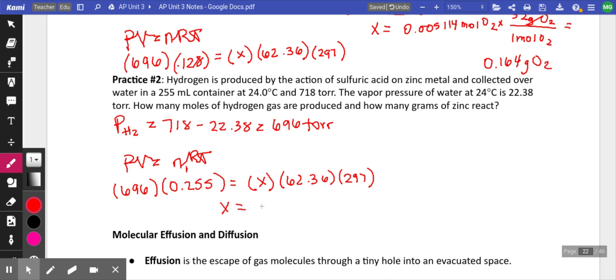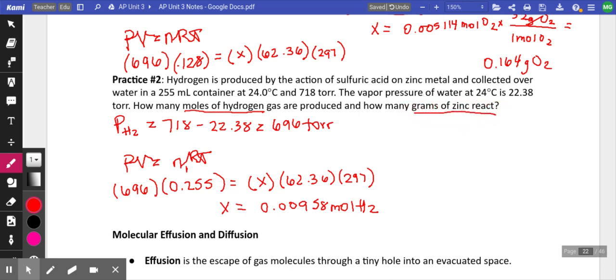So my x here, when I solve for my number of moles, would be 0.00958 moles of hydrogen. Okay, so that's the first part of my answer here, how many moles of hydrogen were produced. Second part is how many grams of zinc reacted.